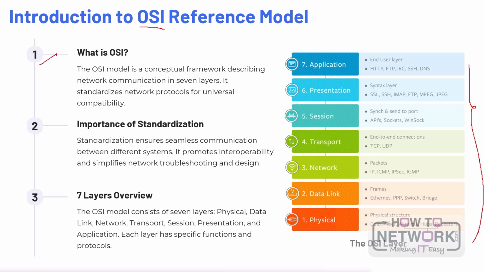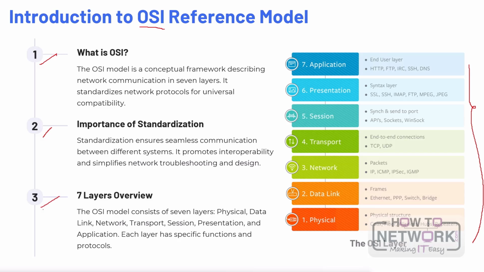Standardization is utmost in networking, and it ensures that different devices and software from various vendors can seamlessly communicate with each other. The OSI model promotes interoperability, allowing networks to be built using components from different manufacturers, creating a diverse and robust ecosystem.